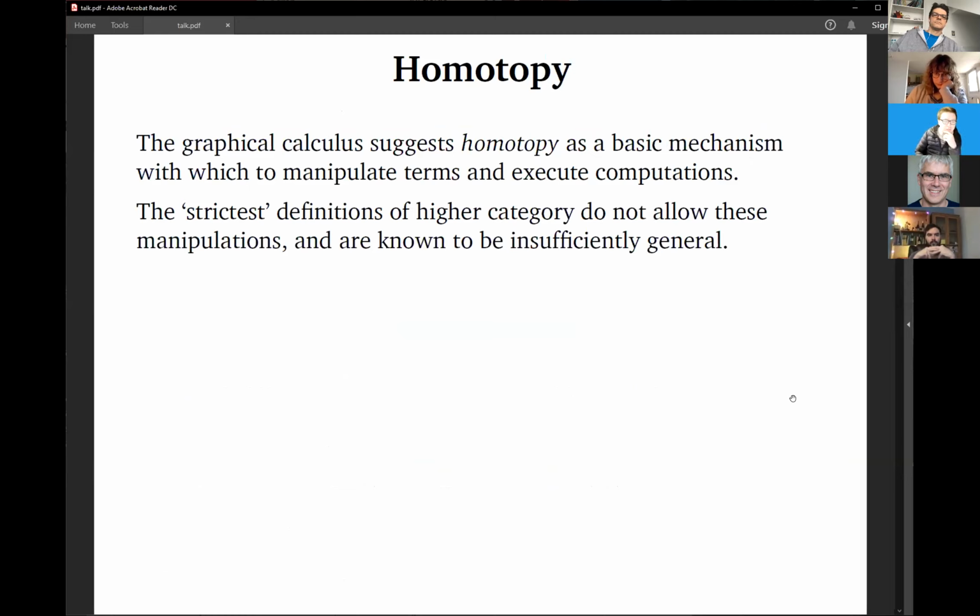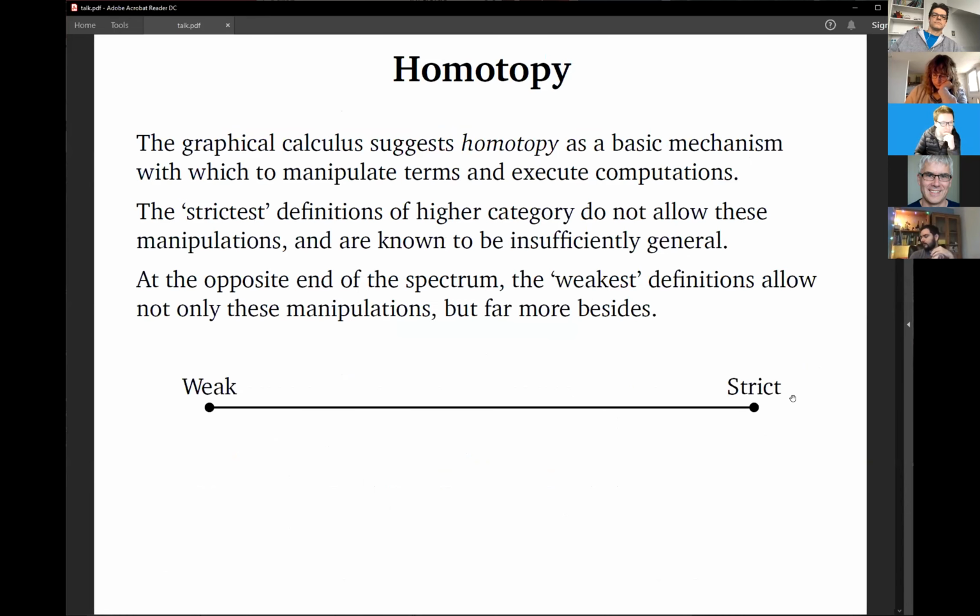Now, in the strictest definitions of high category theory, strict n-categories, strict infinity-categories, we don't allow these manipulations, but we know that these are insufficiently general, right? We know that not every weak n-category is weakly equivalent to a strict n-category. So clearly, we want to have some language that's more expressive than the theory of strict n-categories.